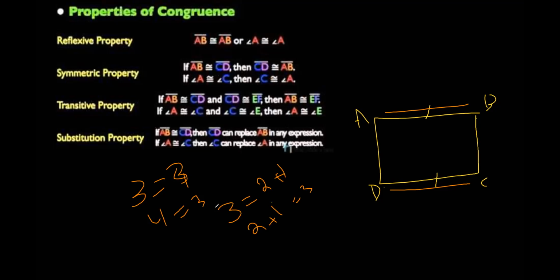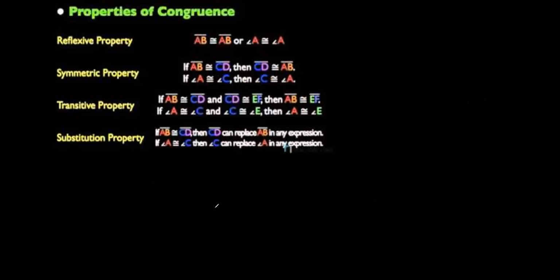Okay. Here now, if AB is congruent to CD, I can say too that CD is congruent to AB. Just change the order, and the same for angles. This one we call the symmetric property. And the transitive property says that if you know that A is equal to B and B is equal to C, can I say that A is equal to C? Yes.